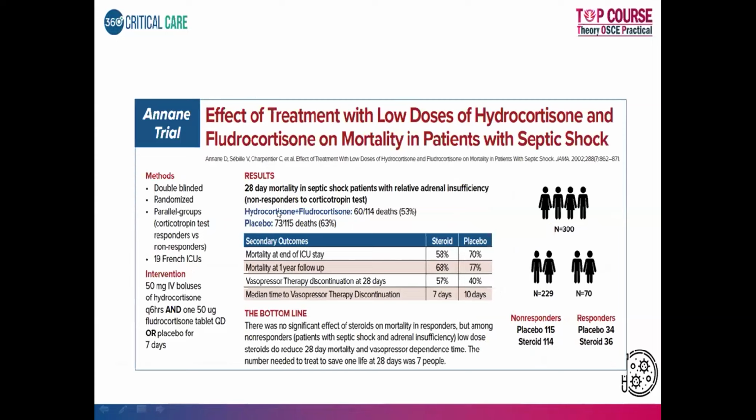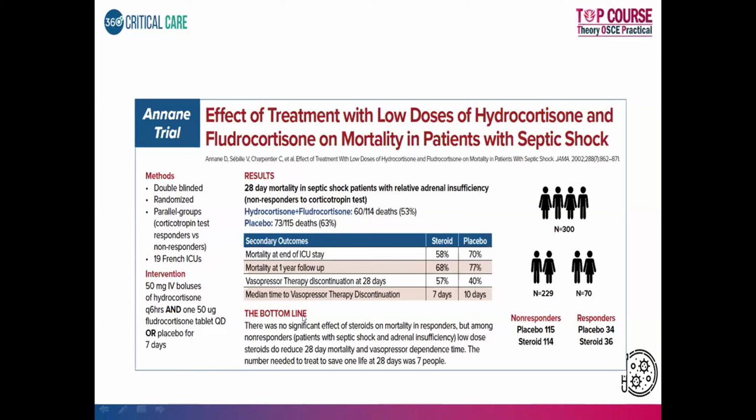And what did they find? They looked at 28-day mortality in septic patients with relative adrenal insufficiency. Okay, the primary outcome was death. So in hydrocortisone plus fludrocortisone, the 28-day mortality was around 53%, whereas in the placebo, it was around 63%. Coming to the secondary outcomes, they saw mortality at the end of ICU stay, mortality at 1 year follow-up, vasopressor therapy discontinuation at 28 days, and median time to vasopressor therapy discontinuation.